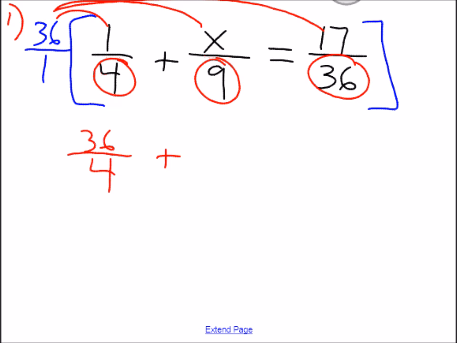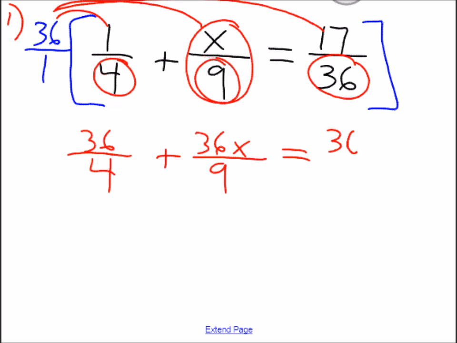For my second fraction right here, we're going to get 36x over 9. Again, we're just multiplying straight across. And for the last one, since 36 times 17 is a pretty large number, I'm not going to actually do the math on that. I'm just going to write it out as 36 times 17 over 36, and you'll see why in a second. You could easily perform the math on that if you'd like.